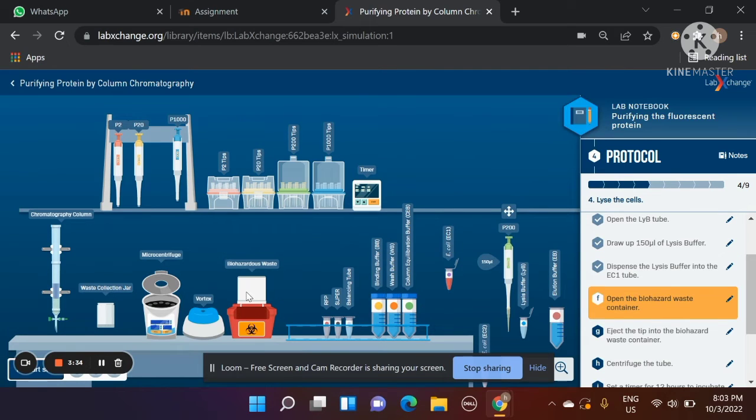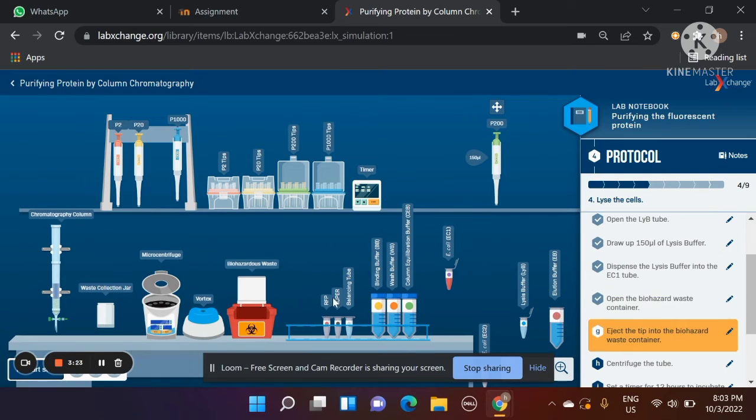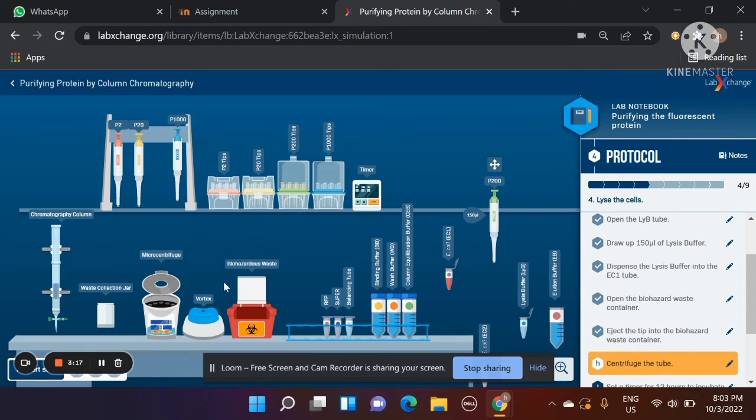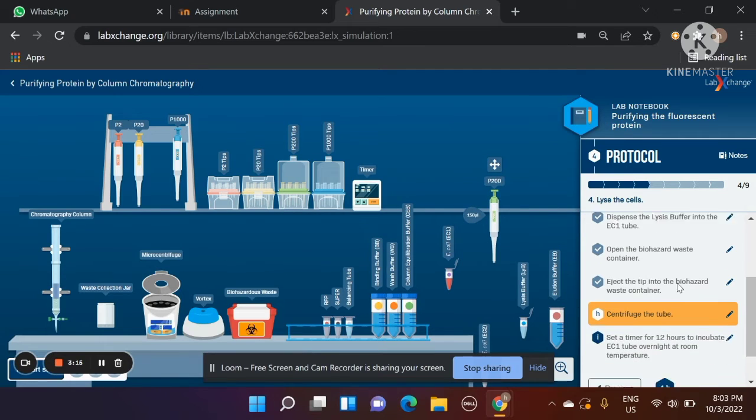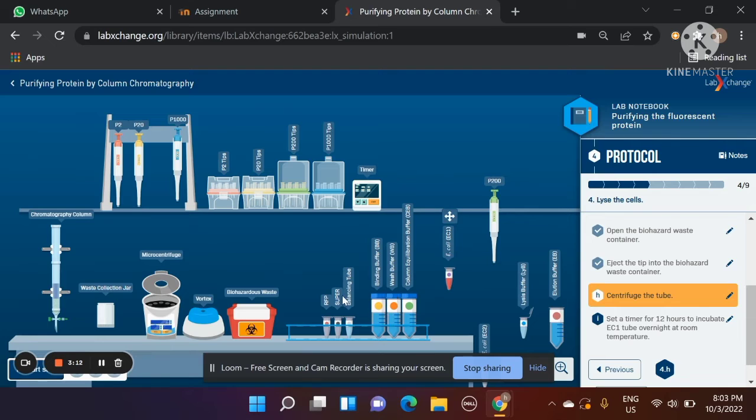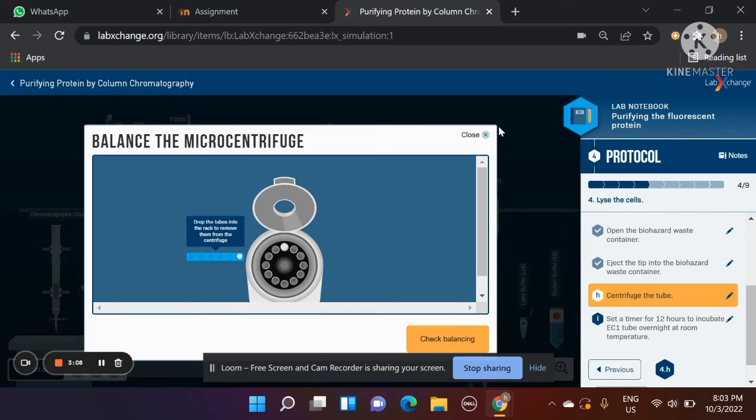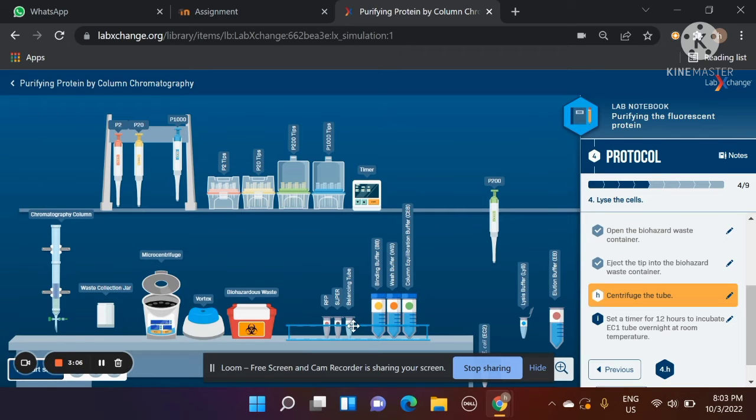Afterwards, we have to open the biohazardous waste. Then we have to put the tip inside there, so we eject the tip. Then we have to centrifuge the tube. Before that, we also have to put the balancing tube inside.